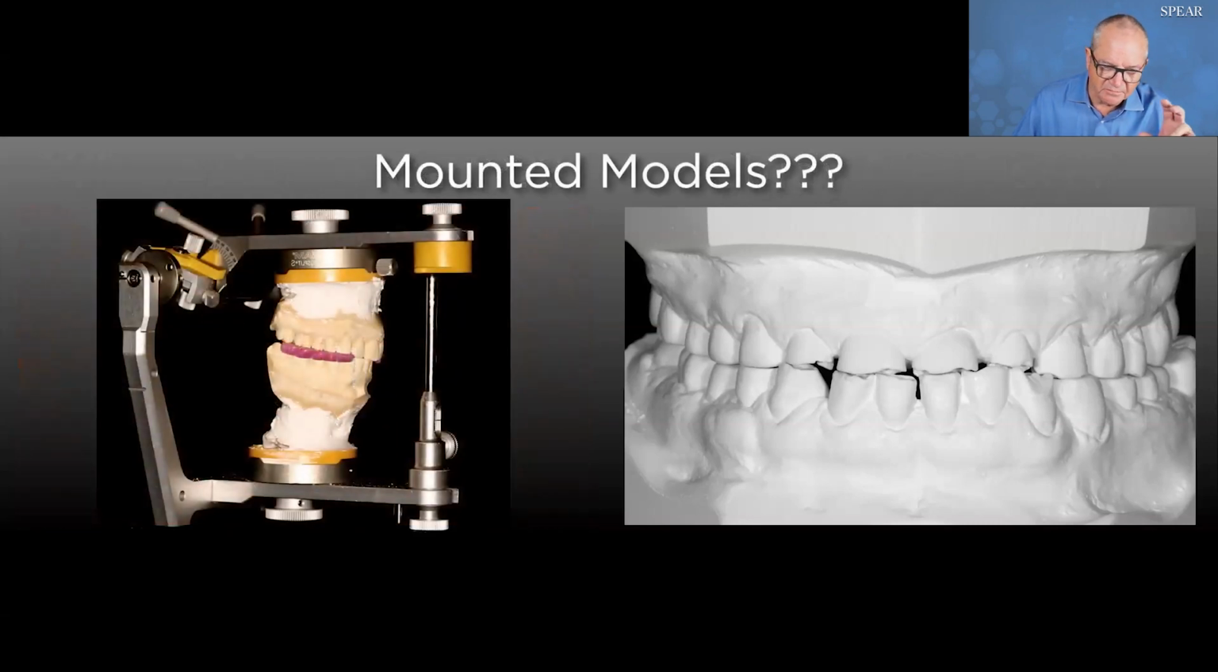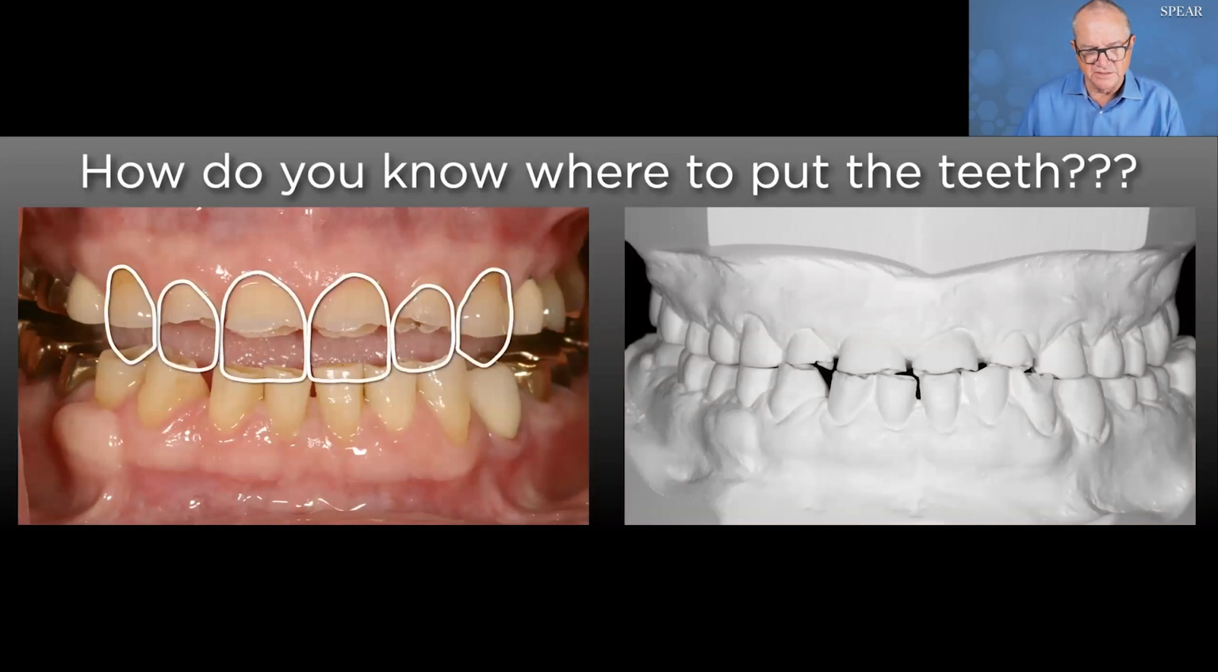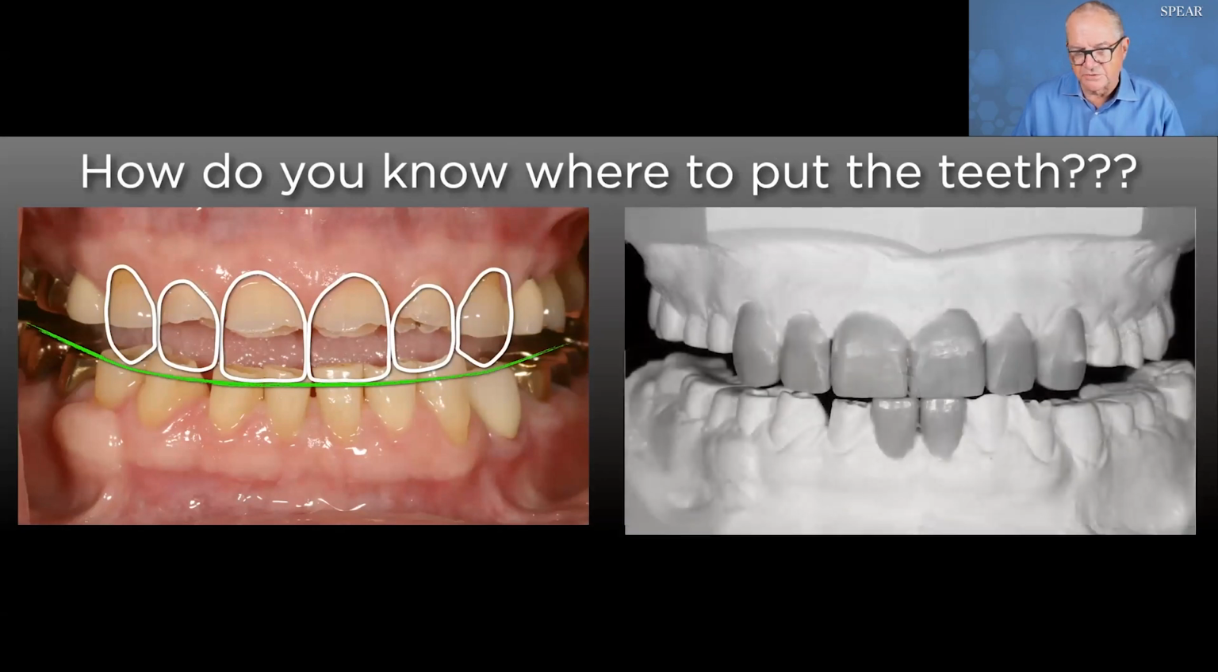Ideally, you'll make mounted models, but they're only a tool in the treatment planning process too. The problem is models have no reference for tooth position. And we need a reference to figure out where the teeth go. Do we lengthen the maxillary anteriors significantly, which looks like it's probably the right treatment plan if you're just looking at models, but as teeth wear, they erupt.